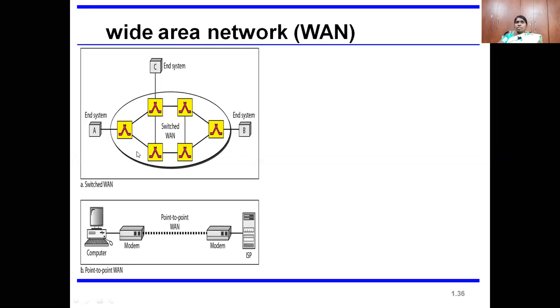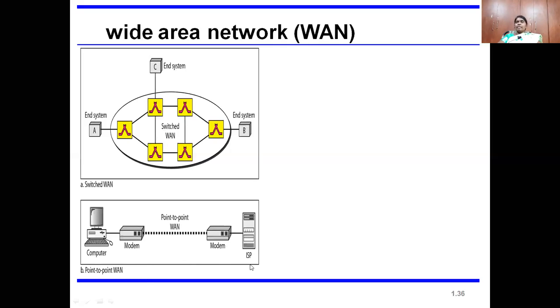If it wants to travel like this, it may go, or it may go in this fashion also. This is a switched WAN connection. Now we are coming to the point-to-point WAN.